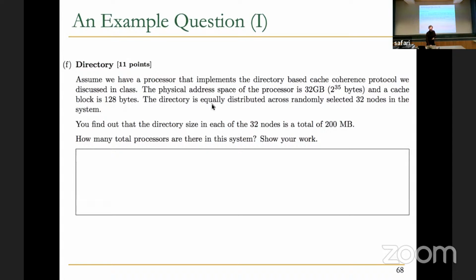The directory is equally distributed across randomly selected 32 nodes in the system. So that's another thing that you can do, right? Not every node has a directory part. You find out that the directory size in each of the 32 nodes is a total of 200 megabytes. How many total processors are there in the system? Show your work. So that's basically simple reverse engineering. And let's do this question very quickly.